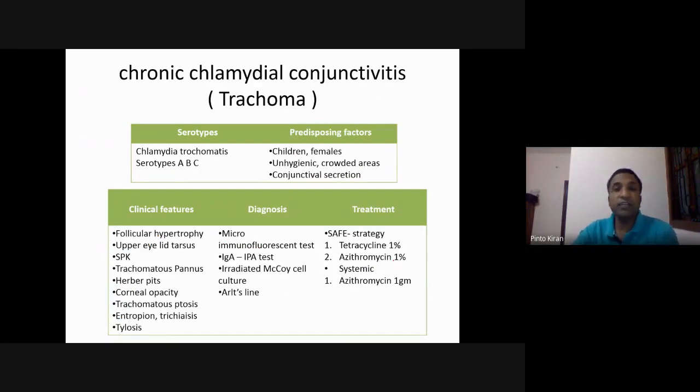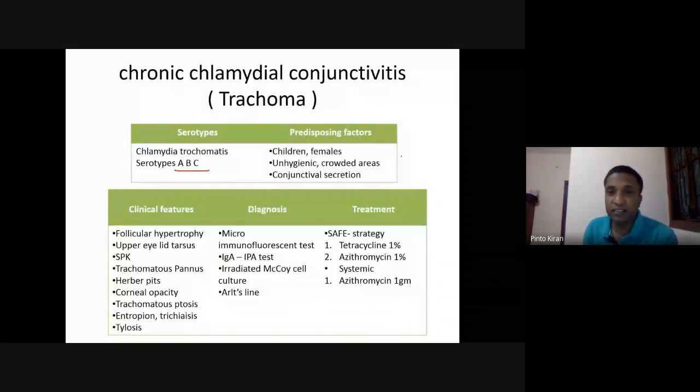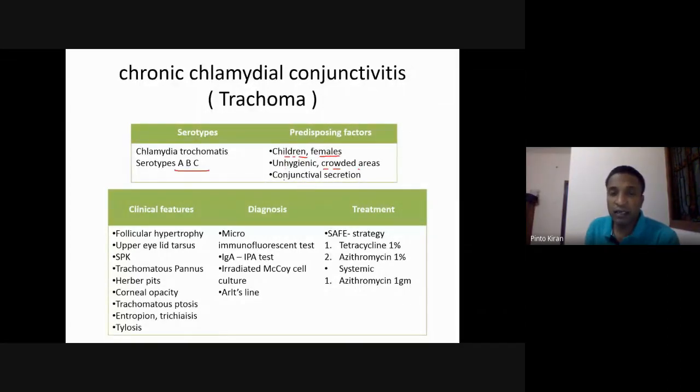The chronic form of conjunctivitis is known as trachoma. This is caused by the serotypes A, B, Ba, C. And what are the predisposing factors? It's very common in children and females because of unhygienic and crowded areas, and usually it's transmitted from the conjunctival secretion. Again, this has a follicular hypertrophy. The patient will have a follicular hypertrophy. That is the most important thing.